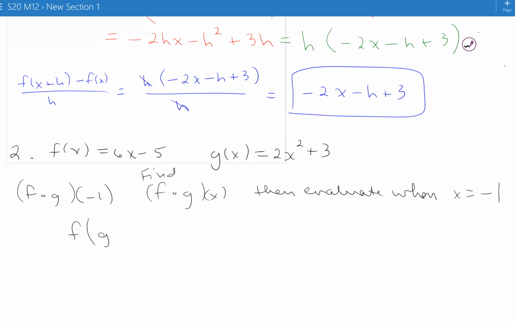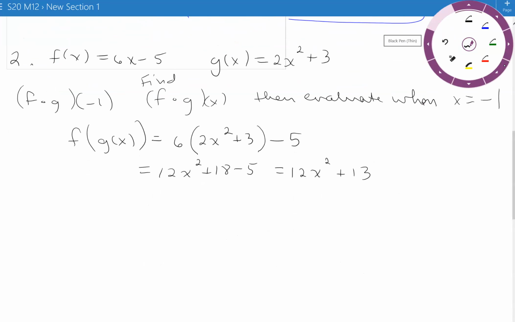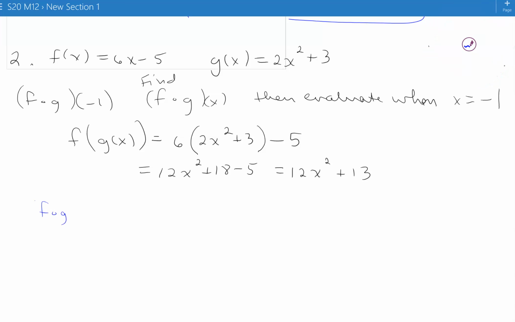So f of g of x, I actually prefer this notation. I think it's clearer of what's happening. You're putting the g function into the f function. So everywhere there's an x, you replace it with g of x. And then you should simplify. So you'll have 12x squared plus 18 minus 5, or 12x squared plus 13. So that's f of g of x. You were asked to find specifically f of g of negative 1. So now you can plug in negative 1 to this function you've found and say the result is 25.